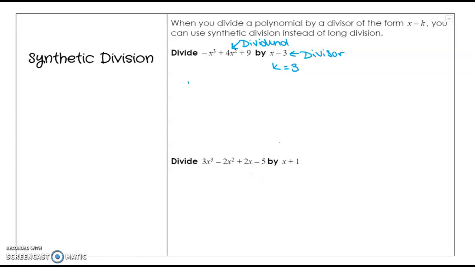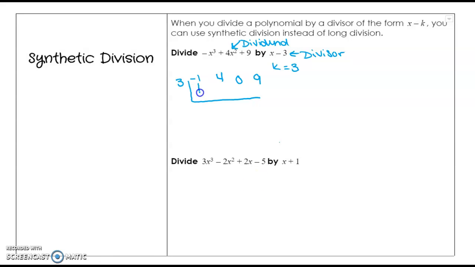Okay, so now what we're going to do is draw an upside down division sign. In this box, we're going to put the coefficients from our dividend. So the coefficients are -1, 4, and because we don't have an x to the first power term, I'm going to put a 0. And then we have our constant 9. Then we put this 3 on the outside, and that's how we start synthetic division.